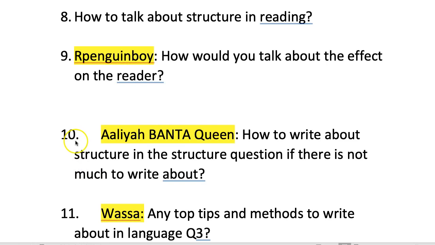Question 10. Aliabanta Queen: How do you write about structure in the structure question if there is not much to write about? Well, there is, because you can write about it every single time there is a paragraph, because every paragraph is a change of focus. Now, actually, you'll have many more paragraphs than you can write about, so you want to make sure you write about a paragraph at the beginning, a paragraph at the end, and then any other paragraphs that you notice in the middle, according to how much you can write in your 18-minute time limit.